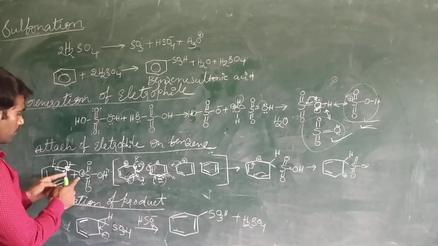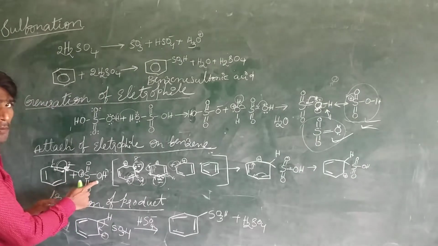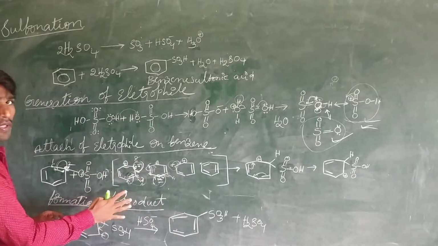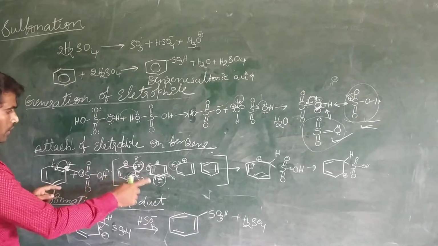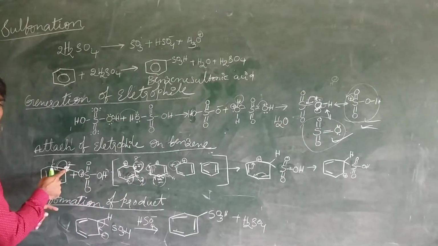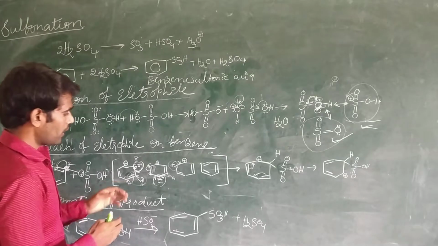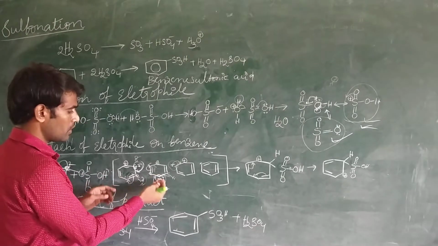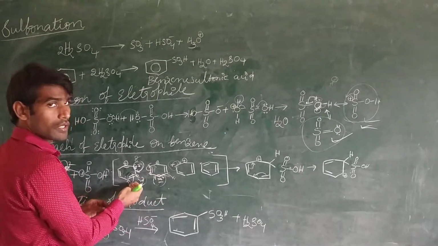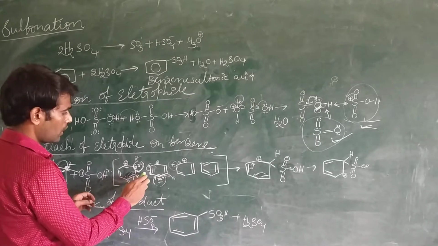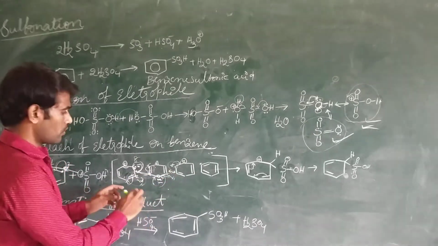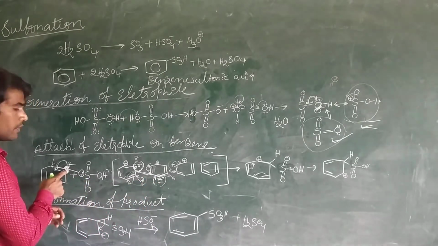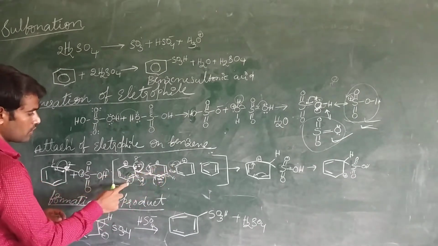Now the attack takes place. Either this SO3H may attack at this position, or this position, or this position. At any one of the positions, the SO3H can attack. Now these are the resonating structures. The benzene is rotating here; sometimes the benzene is in this form, and this form, and this form. These are all interchanging. So the SO3H will attack at any one of these positions.